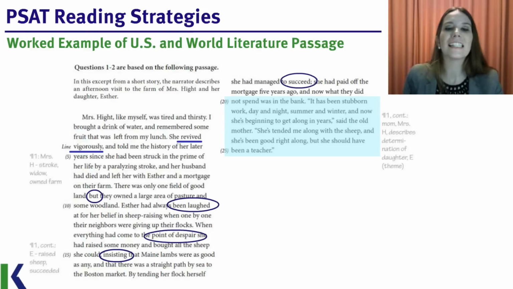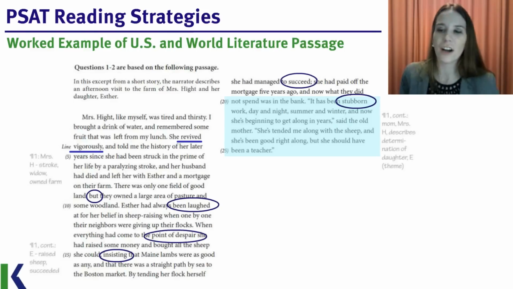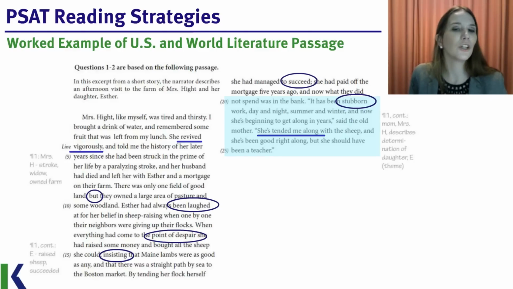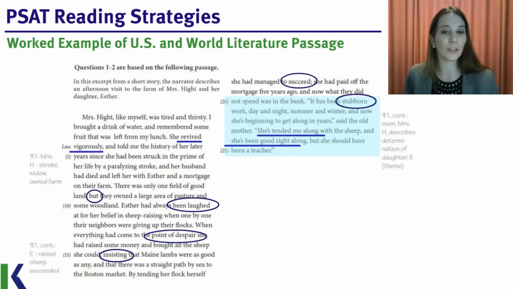We know that it's been stubborn work. This is a very strong adjective, so we would definitely want to highlight this to ourselves. And she's worked really hard. But notice how she says she's tended me right along with the sheep. She's been good right along. So we know that Esther has been a caregiver along with the sheep to her mother. And then we also have another big keyword. It's an opinion keyword, actually. It's a word that tells us this is Mrs. H's opinion. It's a little word.